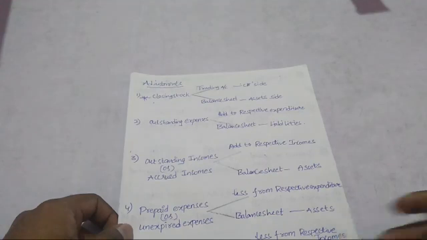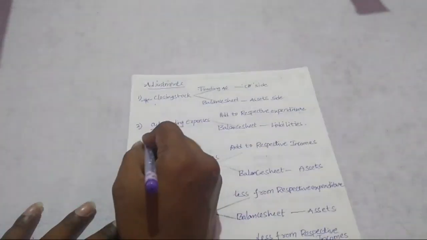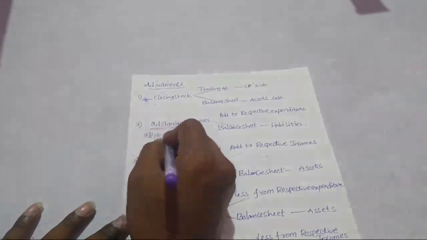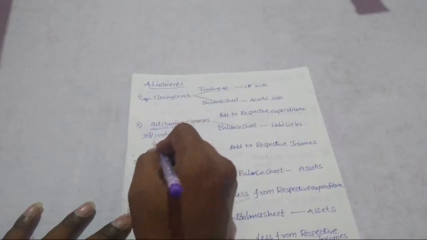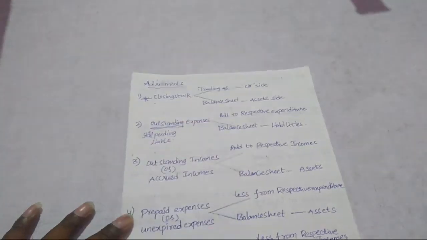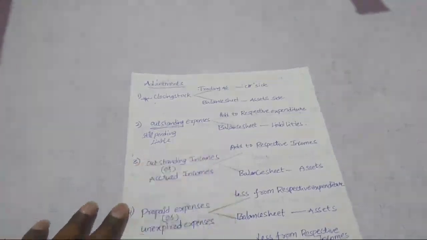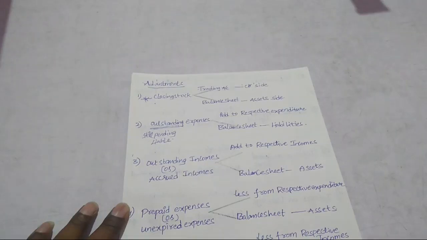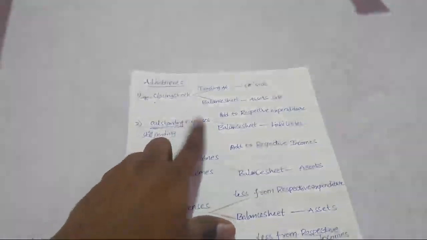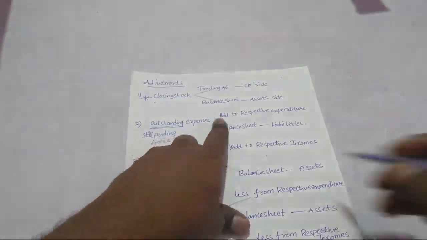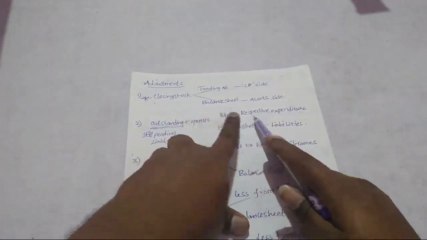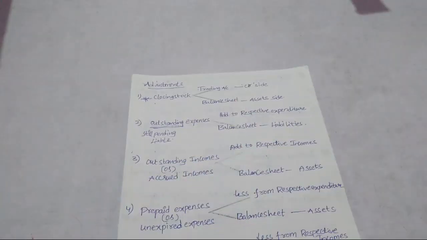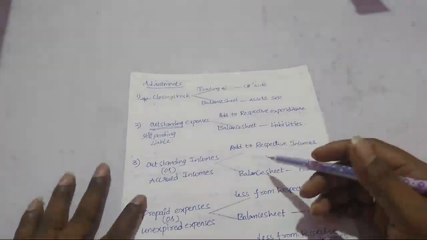What do you mean by outstanding? The meaning of outstanding is still pending, or we are liable to pay certain expenditure. Example, outstanding wages or outstanding salaries or outstanding insurance amount or any expenditure. If any expenditure is outstanding, this adjustment amount should be added to the respective expenditure. Suppose outstanding wages is given, so we need to add outstanding wages to wages in the account.